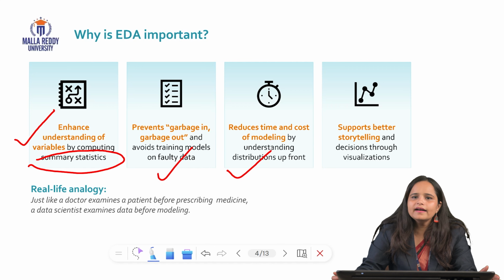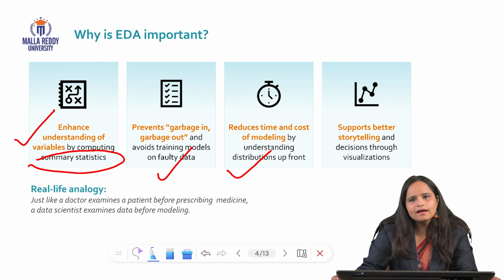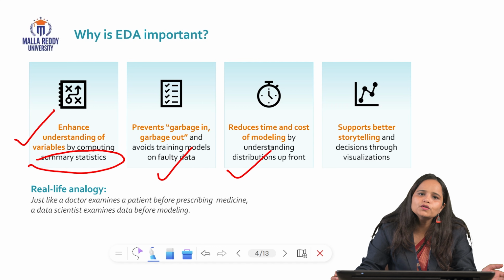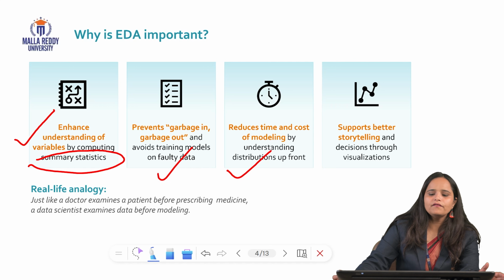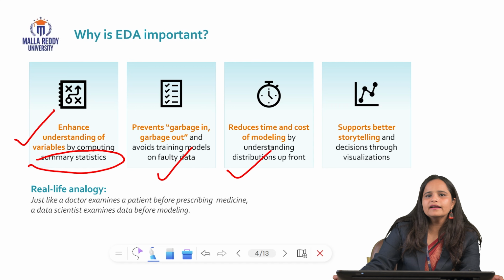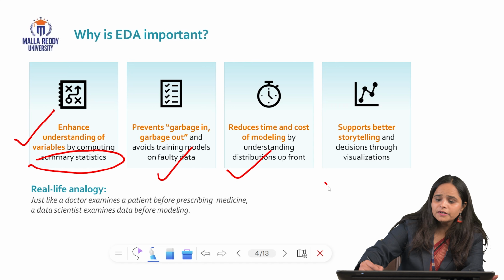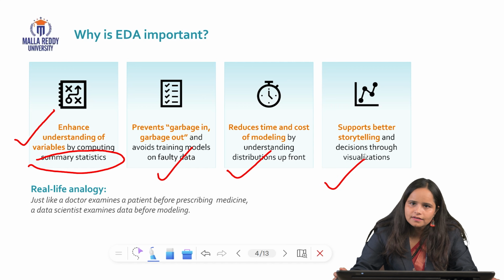Once we get the idea about the distribution of data, it will be helpful for us to select the proper model for our data. Also, we need to understand whether we need to perform any kind of transformation for our data. All this understanding we will get after getting the idea about the distribution of data in our data set.